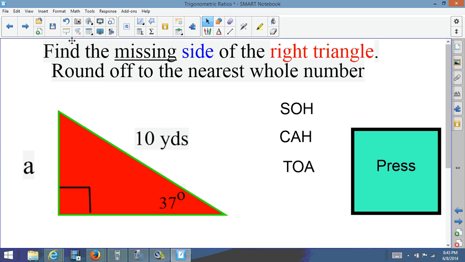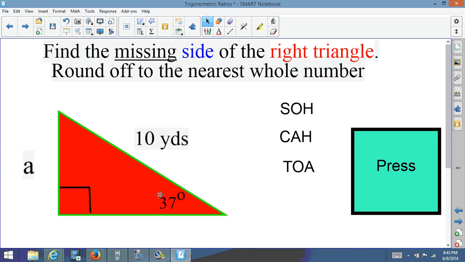So here, we're finding the missing side of a right triangle, rounding off to the nearest whole number. And we have 37 degrees, and we have 10 yards. Now, Sokotoa is usually standing here, and I see 37 degrees, which means he's standing here at a 37-degree angle, aiming at this spot over here, which is missing. And he's going to shoot the lion to kill it, so that he can protect his horse.